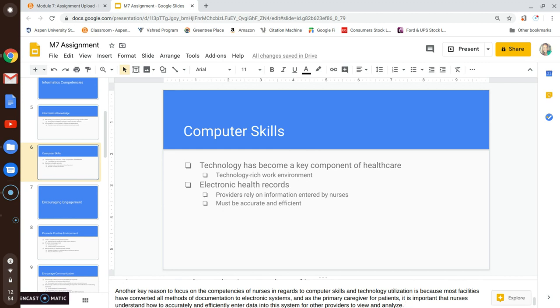Another key reason to focus on the competencies of nurses in regards to computer skills and technology utilization is because most facilities have converted all methods of documentation to electronic systems, and as the primary caregiver for patients, it is important that nurses understand how to accurately and efficiently enter data into the system for other providers to view and analyze.